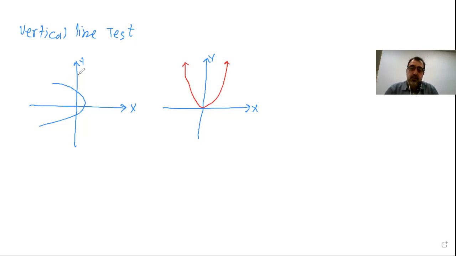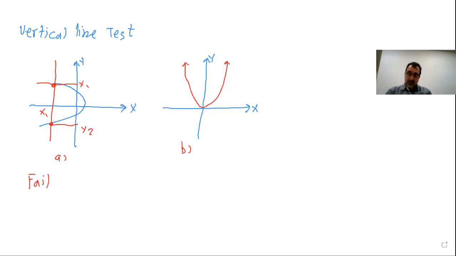Now, if we draw a vertical line for graph A, the vertical line will pass through 2 points. It will cross this curve at 2 points. As you see, one x goes to two y values, y1 and y2. We call this a fail, because the vertical line passes through 2 points. This is not a function, this is a relation.